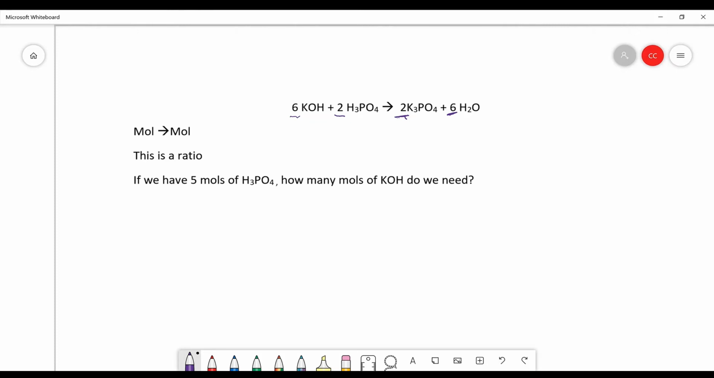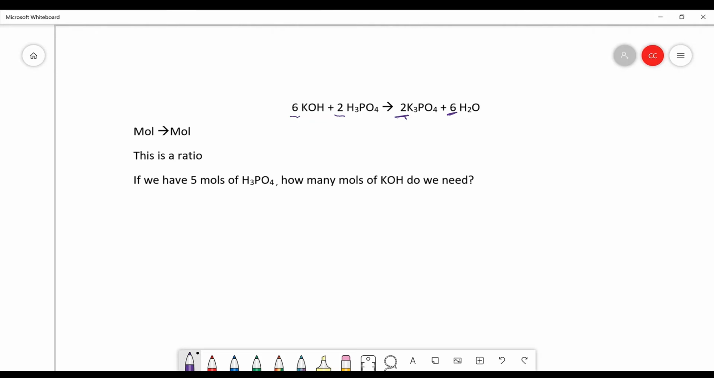Another way to look at that, if you remember what we said in the last video, a mole is nothing more than a number. It is telling me how many of these substances or these molecules that we have. So another way to read this is 6 molecules of KOH plus 2 molecules of H3PO4 yields 2 molecules of K3PO4 plus 6 molecules of water. However, keep in mind, again, we can't count molecules, but knowing the ratio and being able to determine the ratio will help us determine the mass of what we need so we can make these reactions occur.